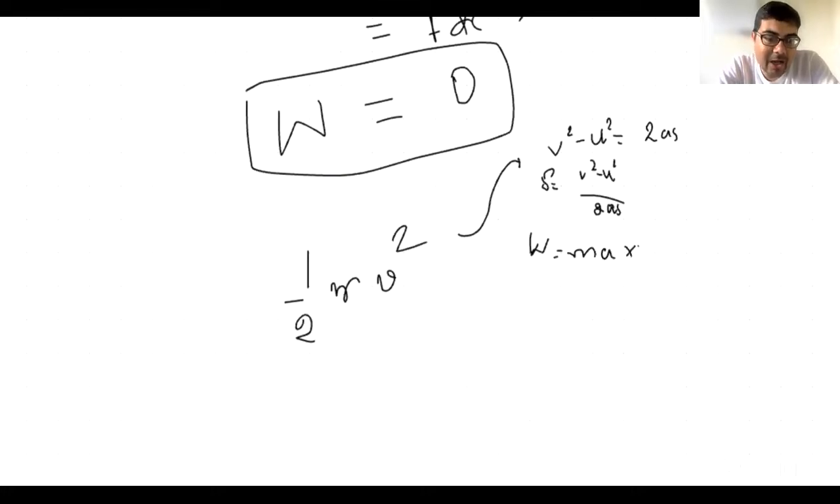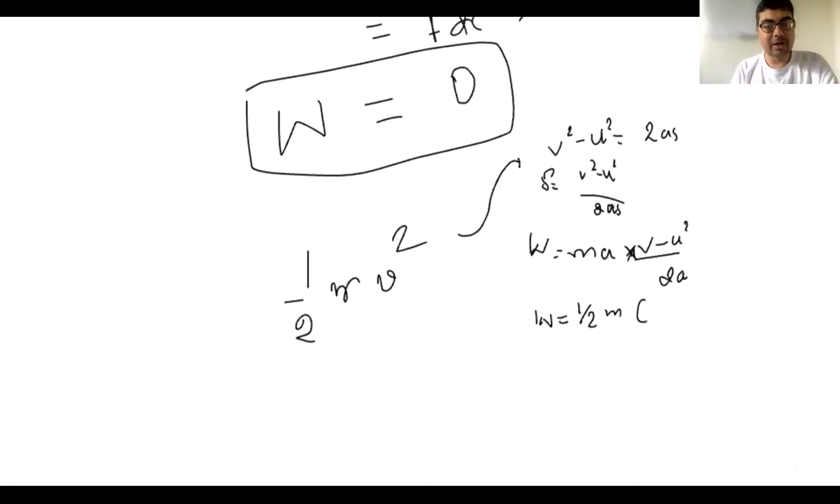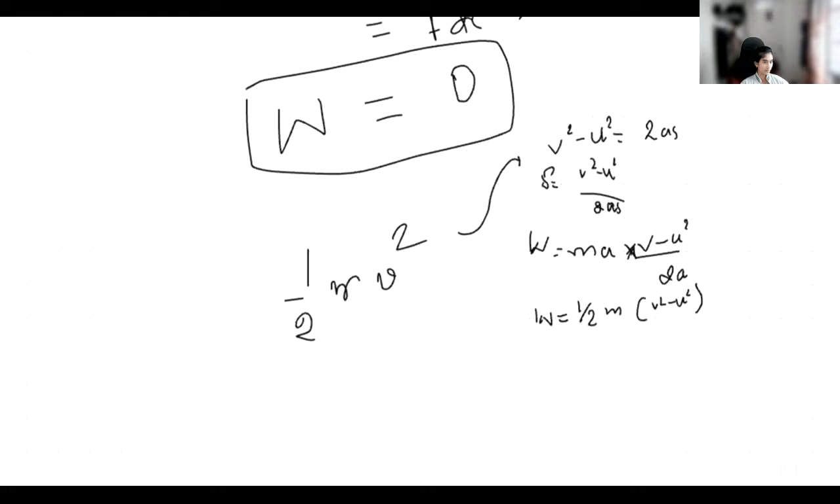So it becomes half of m into v square minus u square. But the initial velocity is zero as the object is starting from rest. Then it is half of mv square. So work done is equal to the kinetic energy of the object. Kinetic energy possessed by an object of mass m with a uniform velocity v is Ek is equal to half of mv square. Do you want me to derive this equation again? Sir, I'm writing. Very good.